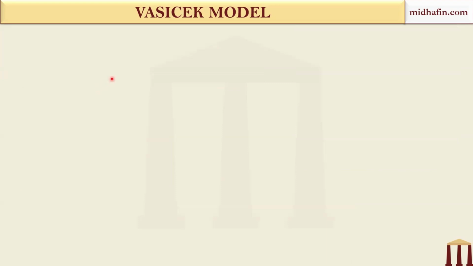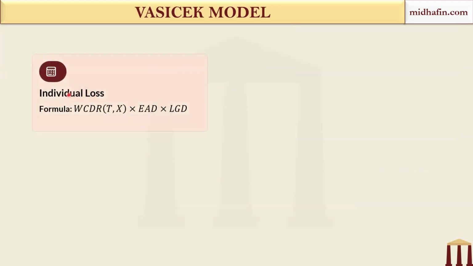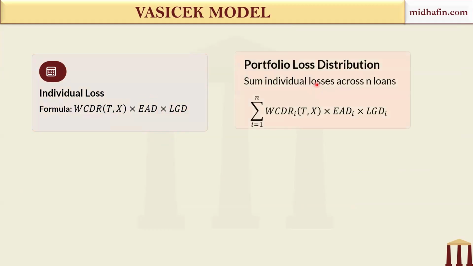Now, how it is applied. We start with one loan. Individual loss is calculated as WCDR times exposure at default times loss given default. This is the building block at the individual level. Then we have the portfolio level. To scale this up, we sum across the individual loans in the portfolio, which gives us a portfolio-wide loss distribution under the worst case stress conditions.